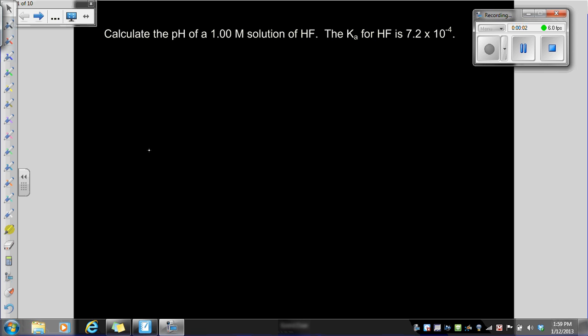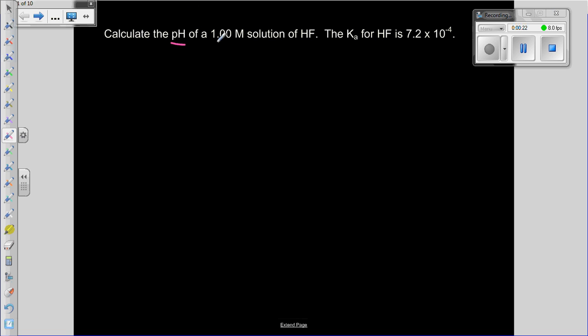Okay, this video is going to show you how to calculate the pH of a weak acid solution and also how to calculate percent dissociation or ionization of that acid. So the first thing we're going to do is read the problem. It's talking to us about calculating pH, gives us molarity, gives us an acid, gives us a Ka.